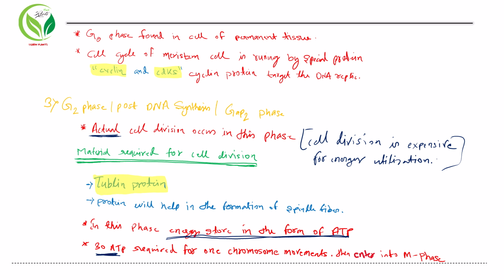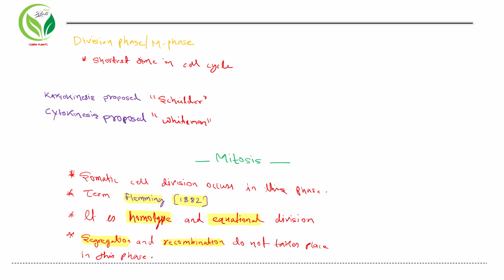And after the G2 phase, the cell enters into the division of M phase. So it occurs after G2 phase. In this phase the cells are entering into M phase. Okay. So get this point. Now we can move towards the next slide.